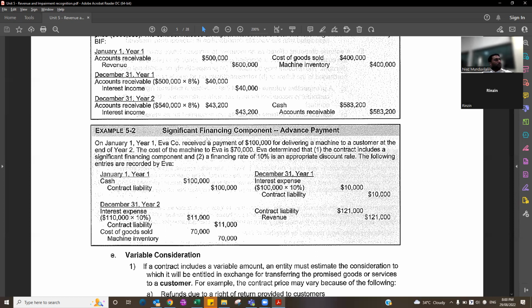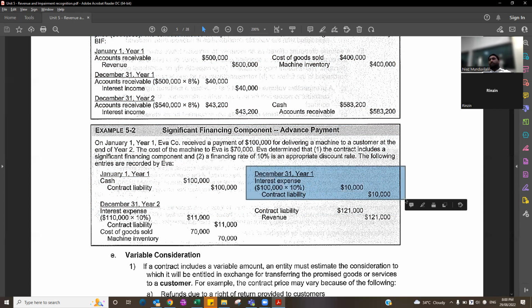So you receive something in advance, right? You didn't perform your part. So whatever money you are collecting is a liability for you. So it's a contract liability, 100,000. Clear? For this 100,000, you have to charge 10% interest because you are receiving this 100,000 and keeping it with you, right? So your interest expense will be 10% of that amount. It will add to your contract liability. So your contract liability will be 110,000. Clear?